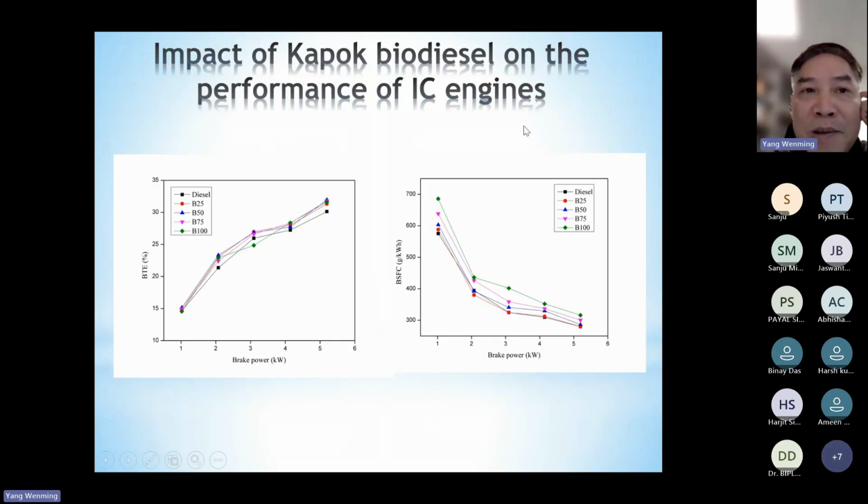Okay, the next one we investigate is copper biodiesel on the performance of IC engines. Again, the first one is the BTE. This biodiesel actually has a better brake thermal efficiency than the diesel fuel, correct? And BSFC is higher than diesel. This also is reasonable because again, this copper biodiesel contains oxygen, correct?